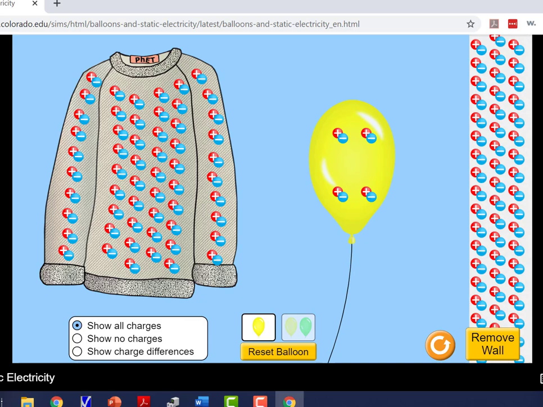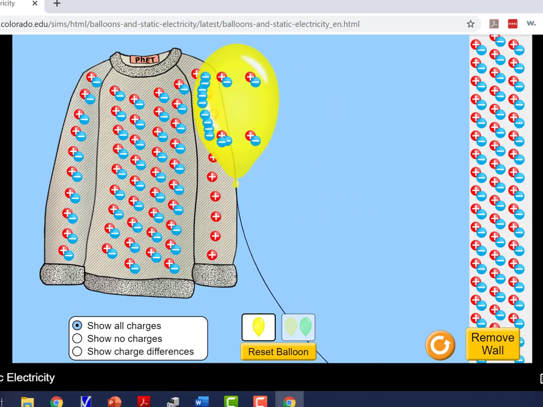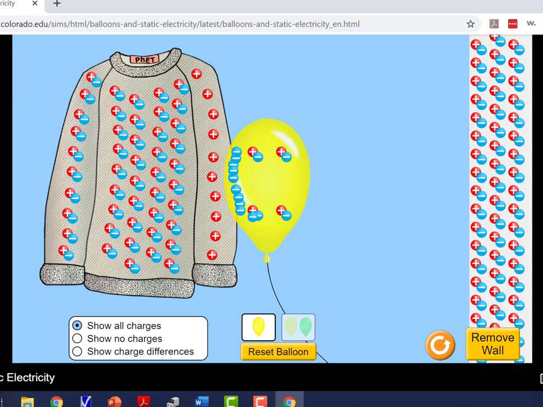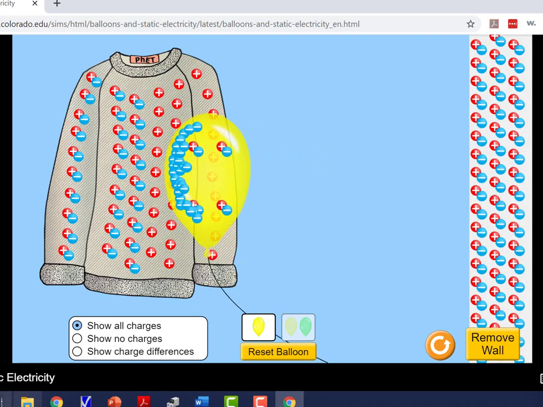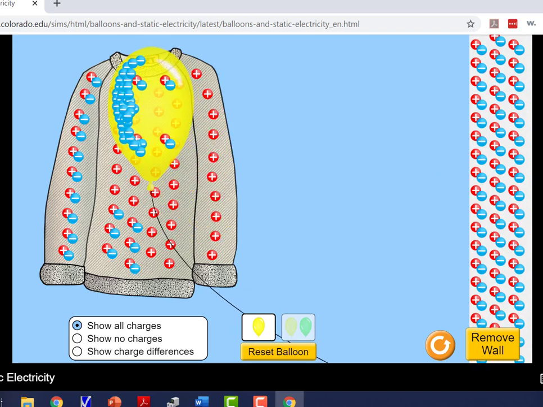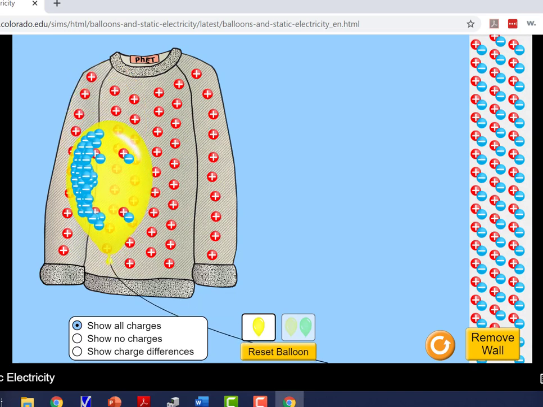Okay? So if I take the balloon and rub it on the sweater, it steals the electron away from the sweater, and the balloon gets a negative charge, and the sweater gets a positive charge, and the balloon sticks to the sweater. Just like the balloon would have stuck to my hair. Okay? So everybody's okay with this because they have opposite charges. Over here, the wall has equal numbers of positive and negative pieces. It's neutral.